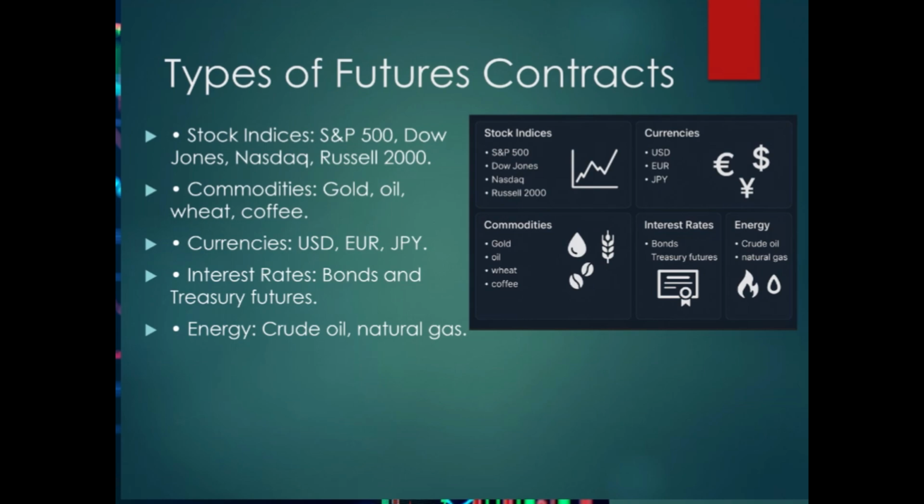Commodity futures, this is where it all started. Real physical goods, right? Tangible items. We're talking about wheat, corn, soybeans, coffee, sugar, gold and silver, copper, crude oil, and gasoline. Let me just give an example. Let's say you're a coffee producer in Colombia, and you're worried that prices might drop by the time the coffee is ready to harvest. You can lock in today's prices using a futures contract.